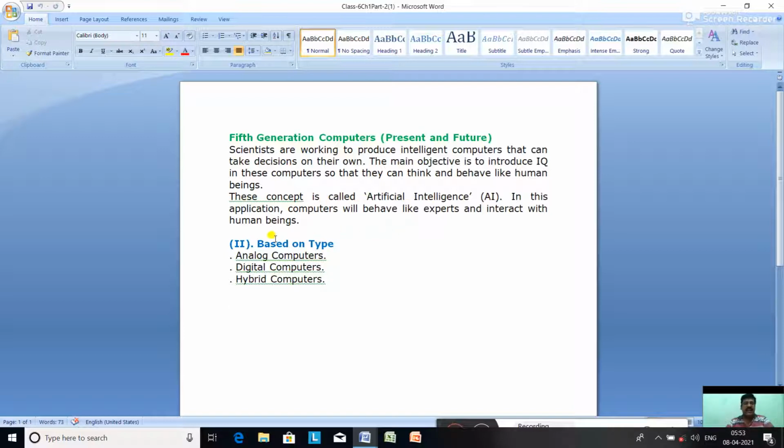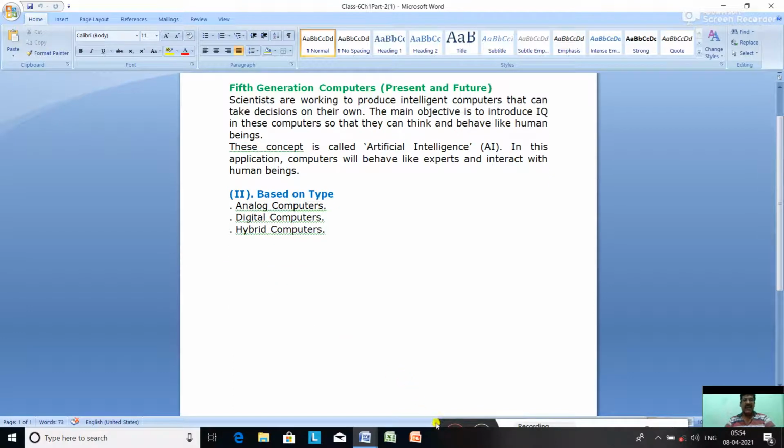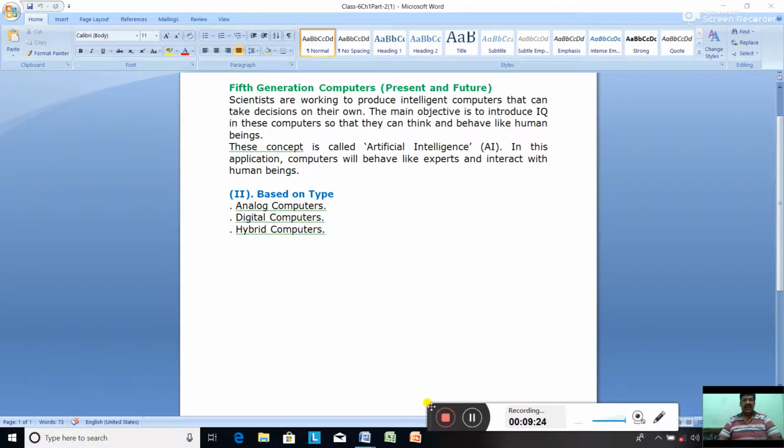In this application, computers will behave like experts and interact with human beings. They will interact with us. Then in the next day, we'll discuss about the categories of computer based on type. As I said, there are three types of computer based on type: analog computer, digital computer, and hybrid computer. So, okay, you learned all these topics. Thank you.